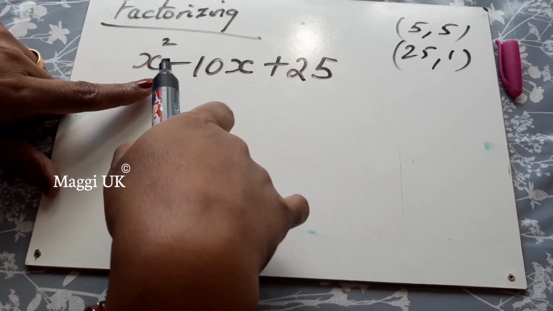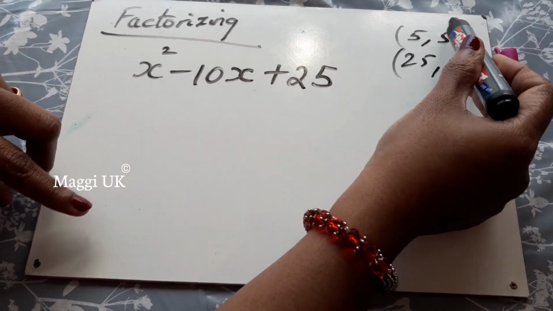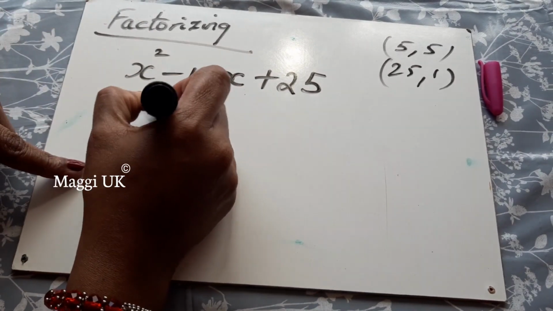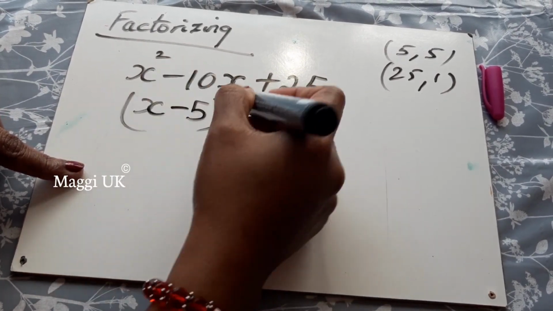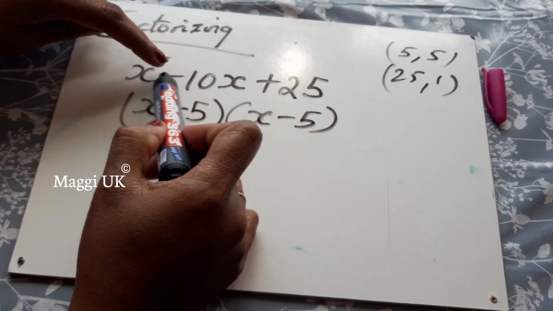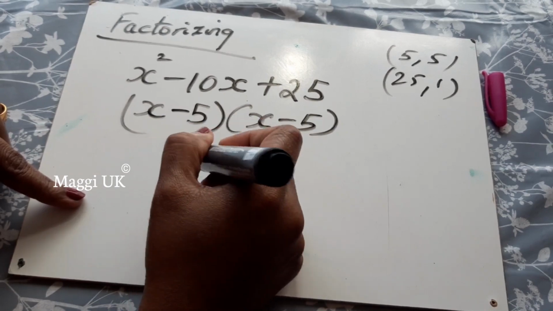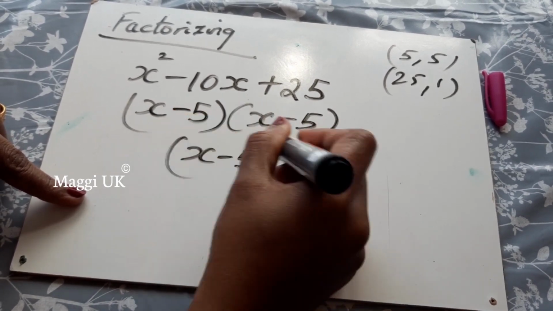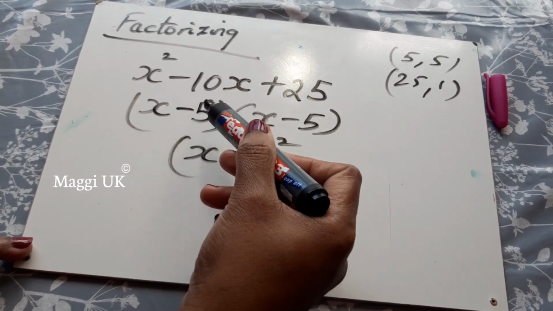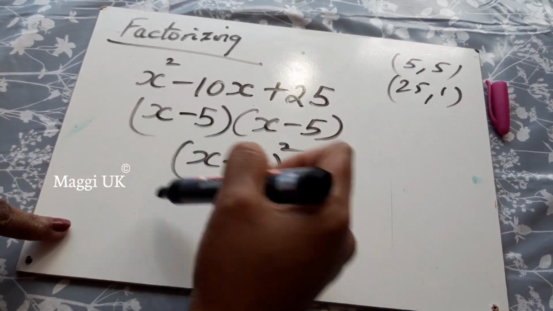So these are the two multiples. We need to look to get minus 10, which we can't do with 25 and 1, so we need to take 5 and 5. Because we have a negative here, we take x minus 5 and then x minus 5. When you add these two numbers, you get 10, which is going to be your minus 10. We can also write this as x minus 5, the whole squared. This is the way to factorize when you have minus 5 and again minus 5. If you have minus 5 and plus 5, we can't write it in this method.